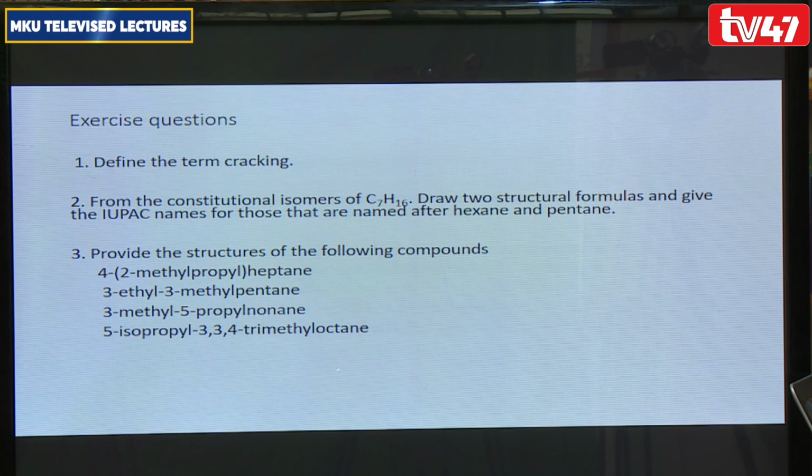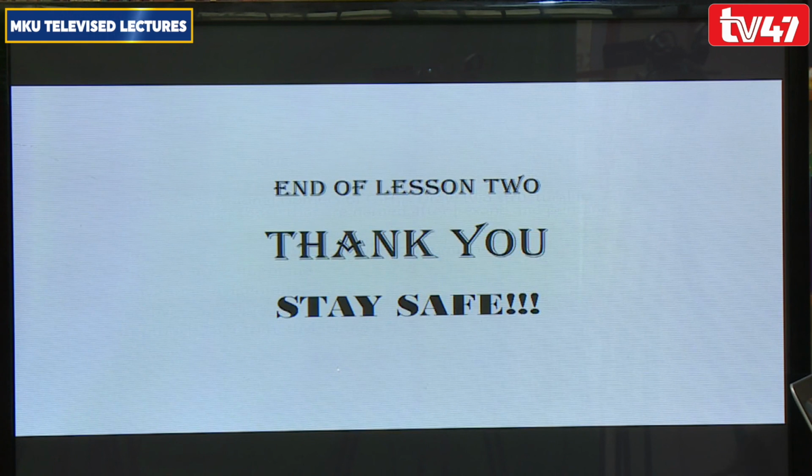One question: define the term cracking. From the constitutional isomers of C7H16, draw 2 structural formulas. You can even draw more and try to name them. When we mean structural formulas, so long as you have 7 carbons and 16 hydrogens, you can try to show the number of alkanes that you can form, whether cyclic or non-cyclic, and try to name them. Then you are given names of alkanes, and you are supposed to draw the structural formulas. Thank you. That is the end of lesson 2.